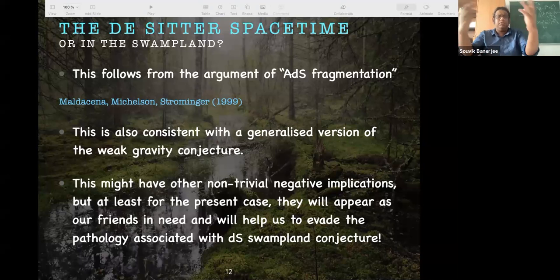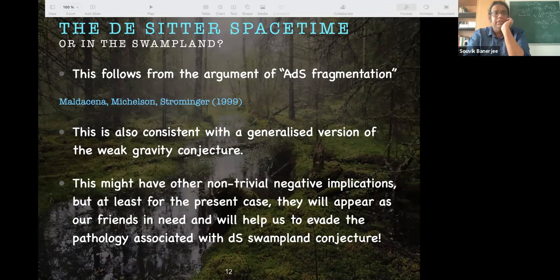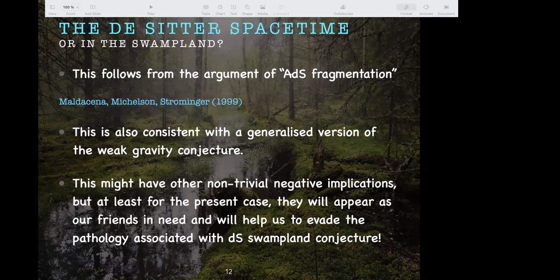Okay, so although this point that this non-supersymmetric AdS which are in the swampland will have. Could you say again this connection with the weak gravity conjecture? What do you mean? Okay, yeah. So sorry, you want the Maldacena, Michelson, Strominger argument? Like what is this connection with the weak gravity conjecture?